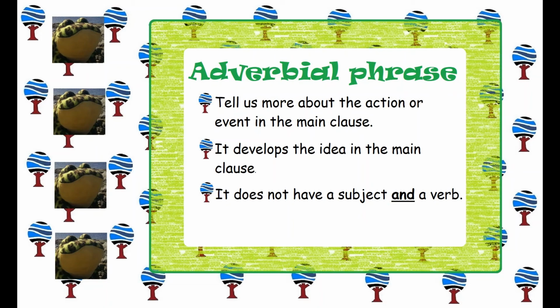When we look at the adverbial phrase, it's very similar because it tells us more about the action or the event in the main clause. And it also develops the idea in the main clause. So again, it tells us a little bit about where something happens, when something happens, why something happens, you know, these sort of things. But the adverbial phrase does not have a subject and a verb. So you might get things like in the jungle, adverbial phrase. I hope that helps.